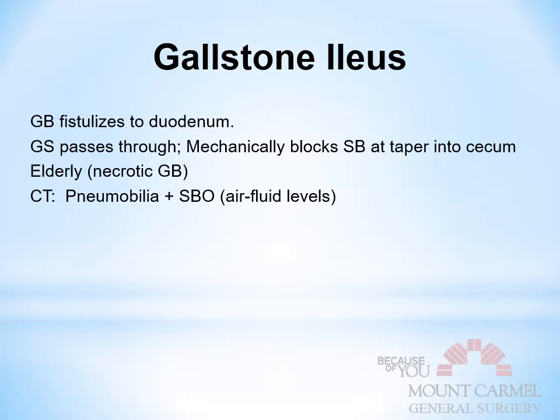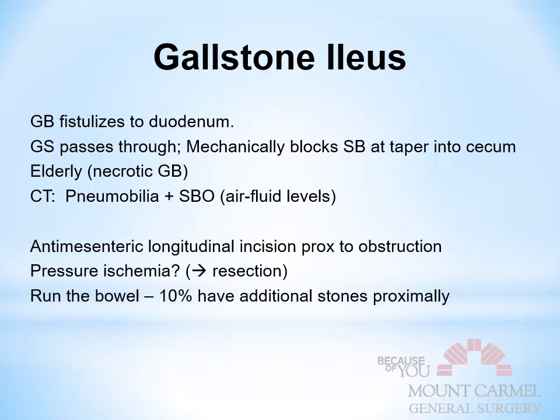Gallstone passes through it, and then that gallstone mechanically blocks the small bowel, notably not at the ileocecal valve. That's what everyone says, but that's not it. It's actually at the taper preceding the ileocecal valve, okay? Tends to occur more likely in elderly patients and patients who are more likely to have necrotic gallbladders. And the CT will show pneumobilia and small bowel obstruction with air fluid levels.